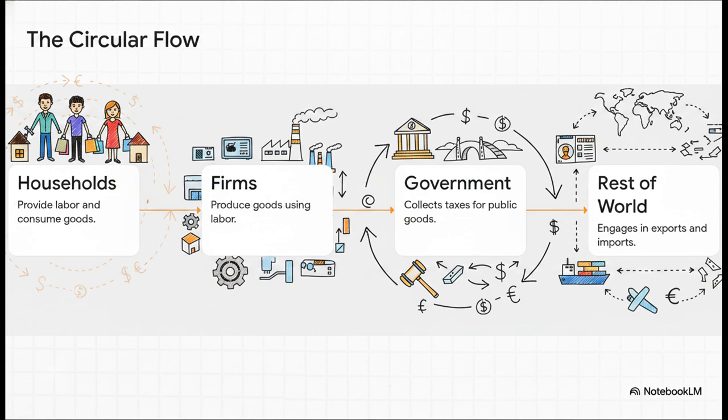These businesses take our labor and our spending, and they produce goods and services. But wait, it doesn't stop there. Step 3 brings in the government, which siphons off taxes from this flow, but then injects it right back by providing public goods. Think roads, bridges, legal systems, the stuff that keeps the market functioning. And finally, step 4 blows the loop wide open globally. The rest of the world gets involved through exports and imports. It is just this never-ending, continuous circular flow of income and spending.